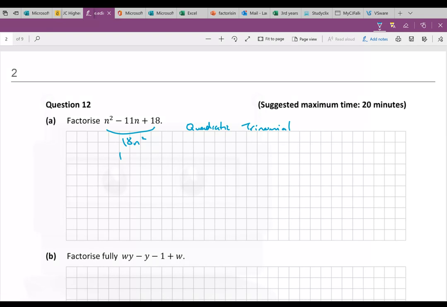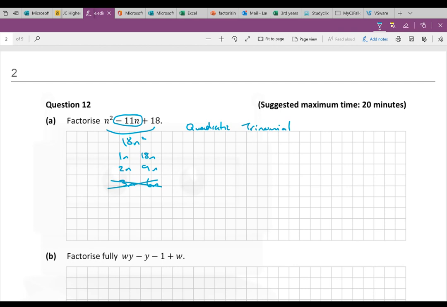So I look at my factors of 18. I've got 1n and 18n. I've got 2n and 9n. I've got 3n and 6n. 4 doesn't go in, 5 doesn't go in, 6 I already have, 7 doesn't go in, 8 doesn't go in, 9 I already have. So I have all of my factors at this stage because I've started to repeat them. I'm looking to make minus 11n.